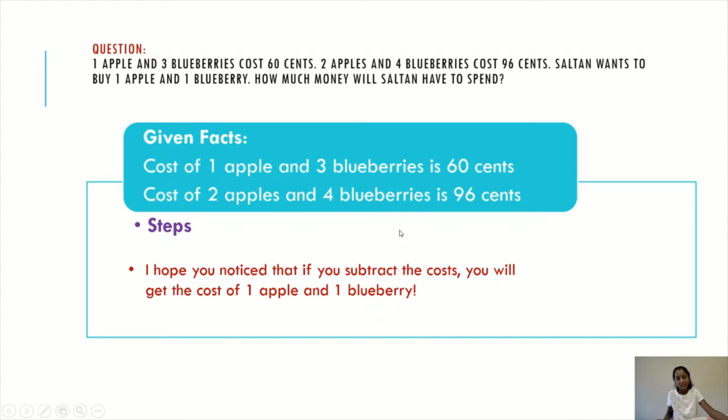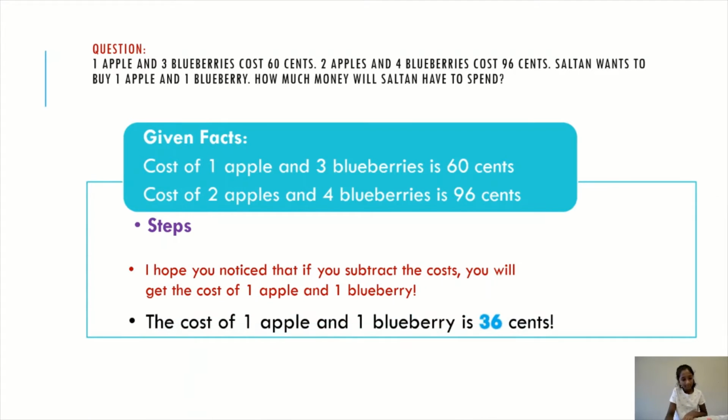Now all you need to do is subtract the costs. 96 minus 60. I'll give you some time to subtract. Are you guys ready? I hope you are. The cost of 1 apple and 1 blueberry is 36 cents. Because 96 minus 60 equals 36. Let's move on to the next question.